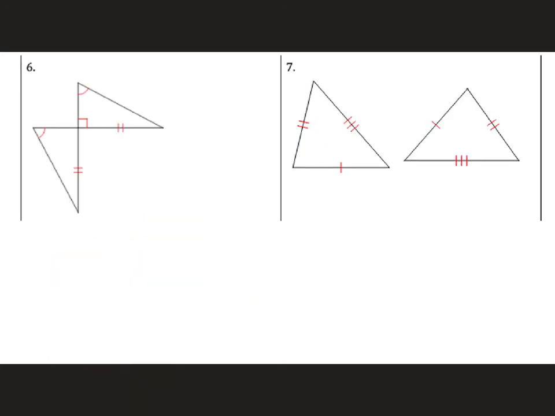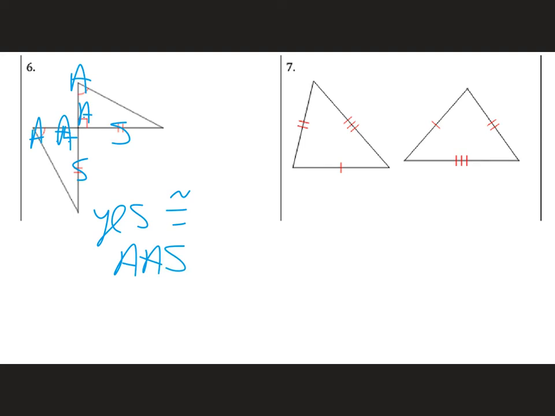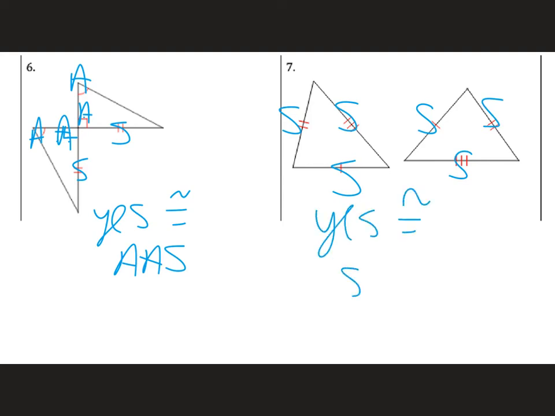And here, we have the same idea. We have the vertical angles idea. So we have angle, angle, side, angle, angle, side. Notice my intentional choice to go in the specific order. So yes, congruent, angle, angle, side. And then we got side, side, side, 1, 2, 3. And so yes, congruent, side, side, side.